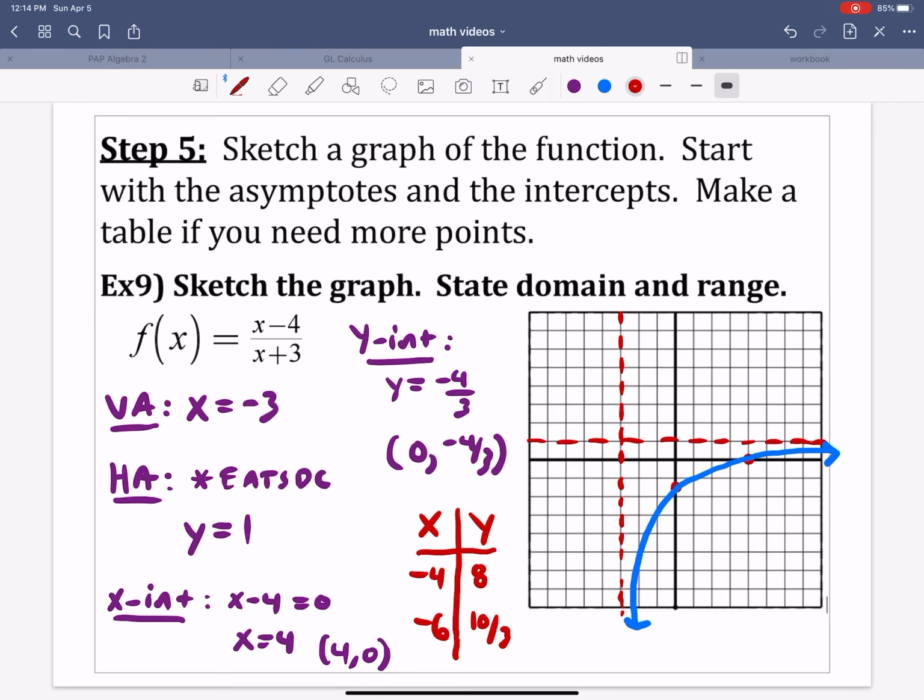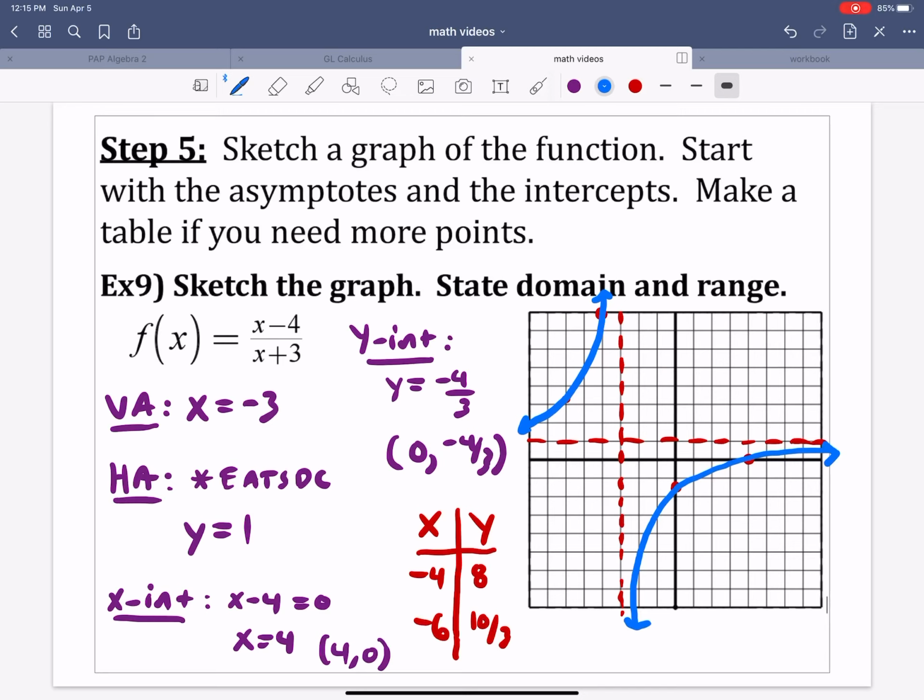Okay, so let's plot those 2 points as well. So negative 1, 2, 3, 4, and 8 is way up here at the top. And then -6, 10/3, 3/3, 6/3, 9/3, just a little bit above 9/3. Looks like this. So I don't have as much room on this graph to draw that, okay? But it would be a branch that looks something like this, okay?